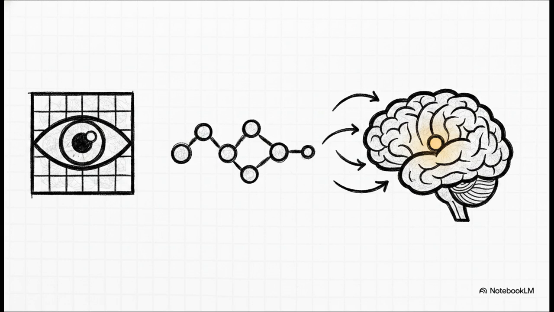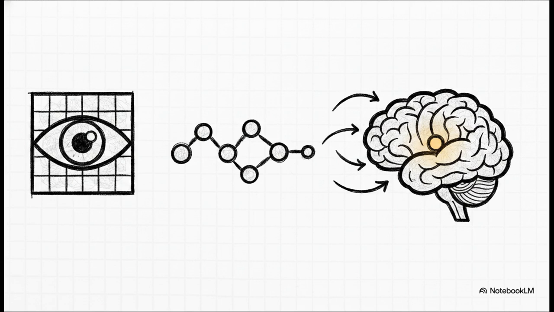For images, we rely on convolutional neural networks, or CNNs. These use filters to basically extract specific features like edges and shapes. For sequential data, we historically leaned on RNNs. But honestly, the real game changer here is the transformer.